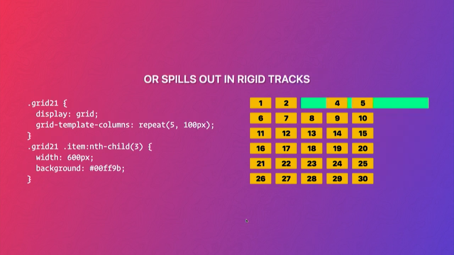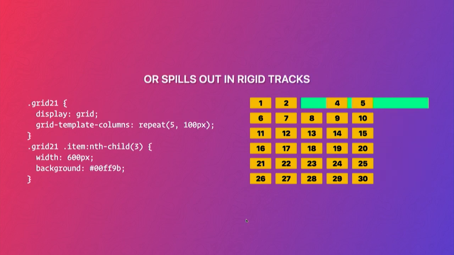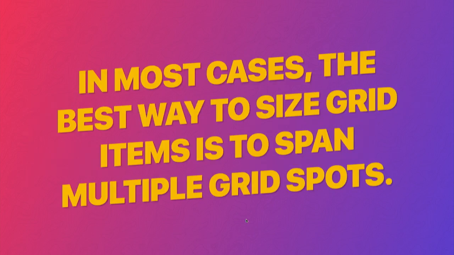Another example is, in that case, I was using FRs, so it nicely expanded. But if you were using a fixed width, 100px, and your item was bigger than the column, it's just going to spill outside of it, and that's probably not what you want.